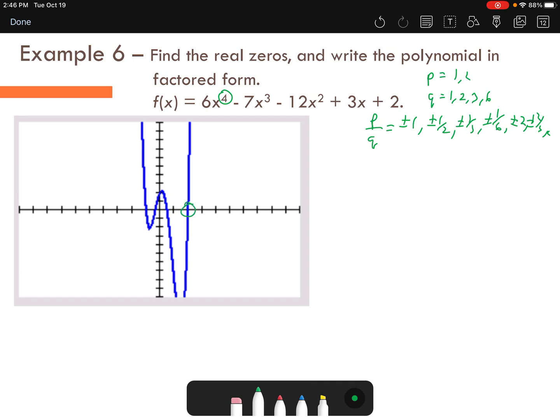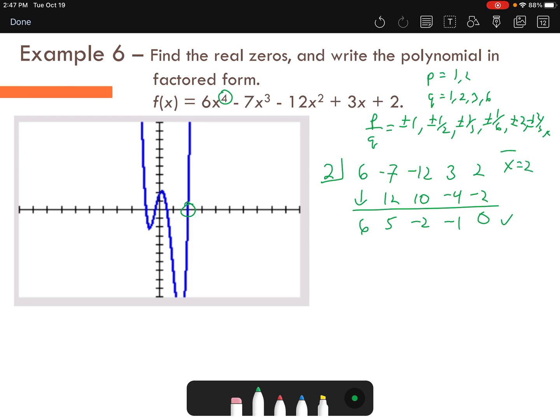Now, it looks like 2 is where we should jump off, doesn't it? So I'm going to go with 2 as my jumping off point. 6, -7, -12, 3, and 2. That's 12, 5. 2 times 5 is 10. That's -2. That's -4. That's -1. -2, 0. X equal 2 is a 0. And that gets us to a cubic. 6x cubed plus 5x squared minus 2x minus 1. That's not very good. But it looks like -1 may be a 0, so let's try it.